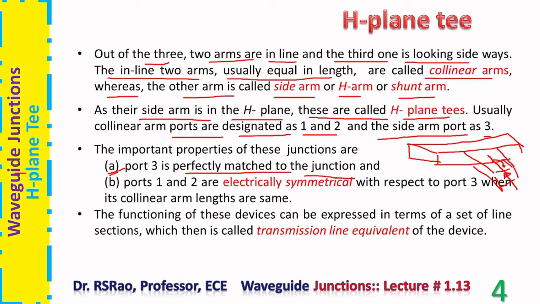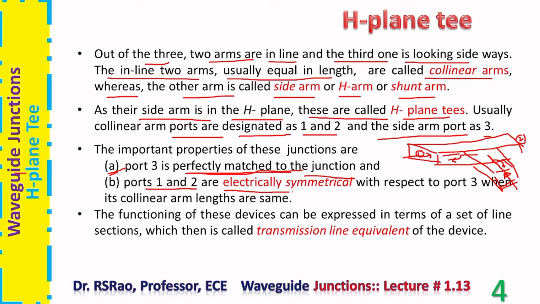The same thing cannot be told with respect to port 1 and 2. If you inject a wave into port 1, it enters, reaches the junction region. A part of it only enters into junction, remaining gets reflected. Same is the case with port 2 also. When an input is given at port 2, it enters into the junction only partly, remaining part being reflected. So only port 3 is perfectly matched to the junction. Not the other two ports.